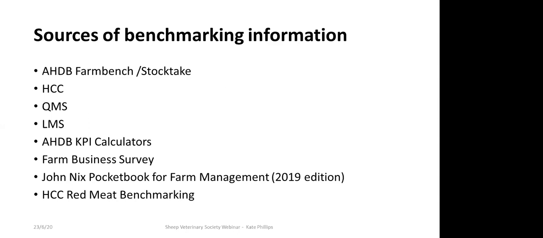The AHDB KPI calculators are quite useful in terms of looking at physical performance on farms. The Farm Business Survey happens every year, so there will be a slight lag in that; it's obviously produced the year after the data has been gathered, but that is there for you to look at. And if all else fails, there's John Nix's Pocketbook for Farm Management, which sets out, it's not actual data, it's sort of predicted data for the coming year in terms of budgeting. And then finally, there was a large project in Wales called the HCC Red Meat Benchmarking Project, which I will show you a little bit of detail from in a moment.